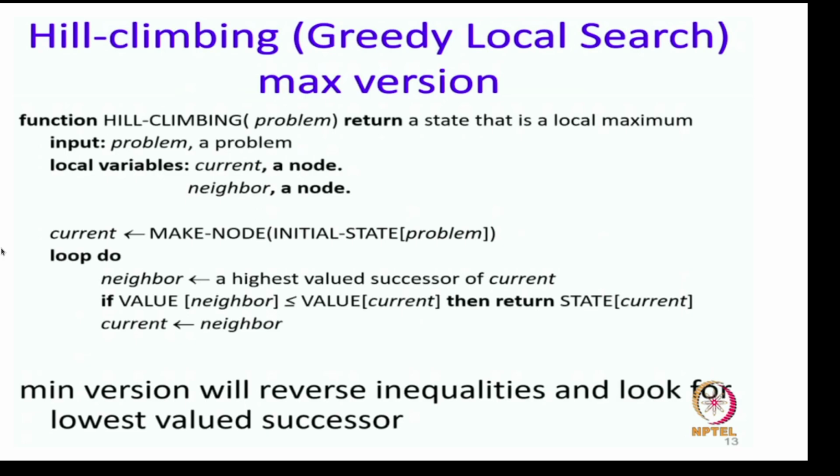Now let's discuss the algorithm itself, how hill climbing works. So this is the function hill climbing. You give the problem statement, and finally it will return a state which is a local maximum. It may also be a local minimum. It depends on what version you are trying to find. This is the max version, that's why we are thinking about the maximum. It could also be minimum.